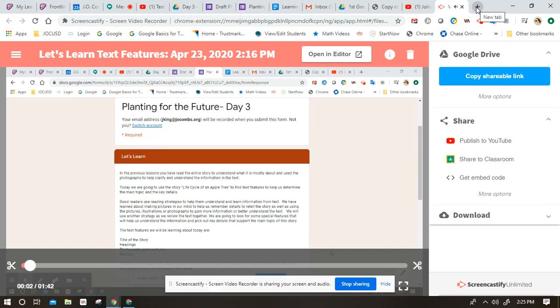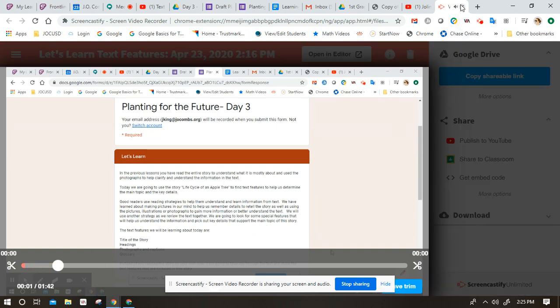In the previous lessons, you have read the entire story to understand what it is mostly about, and used the photographs to help you clarify.